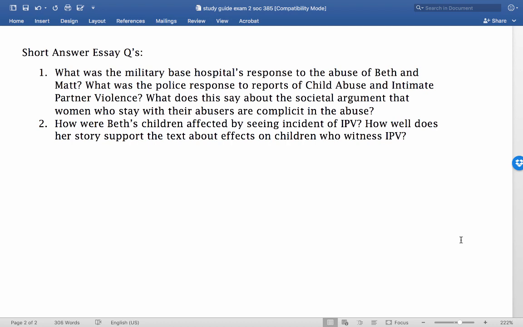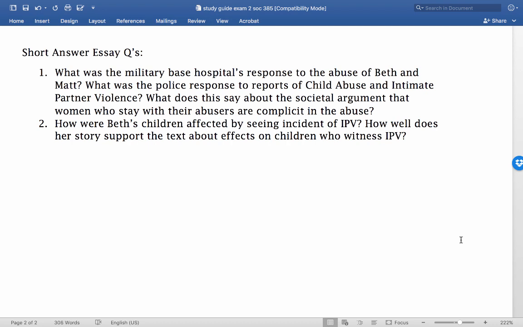And then for number two, how are her children affected by seeing incidents of IPV? So, kind of relating what's going on in chapters 5 through 7. How well does her story support the text? So, kind of go back, look at that. Actually, there's a couple places in the book that would refer to that, also in child abuse, but also for those that are witnessing or experiencing the effects of a parent going through IPV. But of course, also in chapter 8, they talk about that as well.